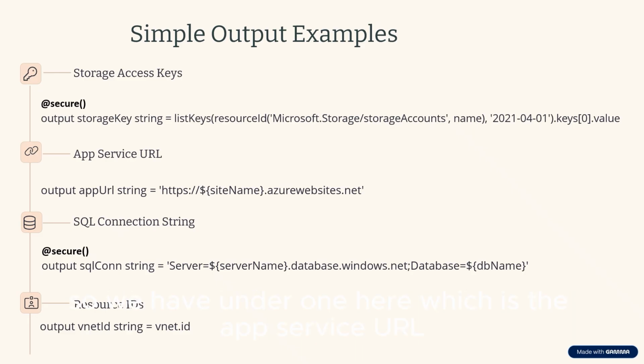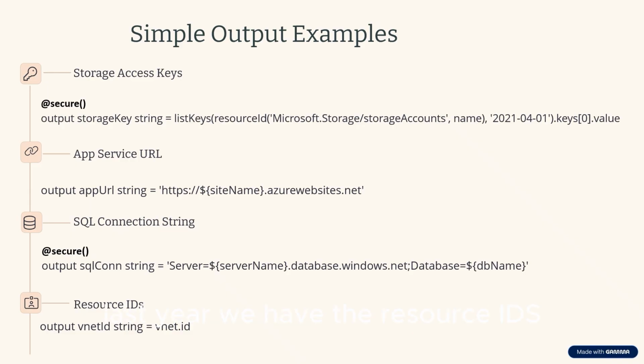We have another one here, which is the app service URL. Probably after deploying an app service, we also want to get this information, probably pass it to another automation system. So this is a very simple one where we are also defining a string. Similarly, we have the SQL connection string, which, just like the storage access key, is also using a secure decorator because we want to mask the value from showing in the deployment log.